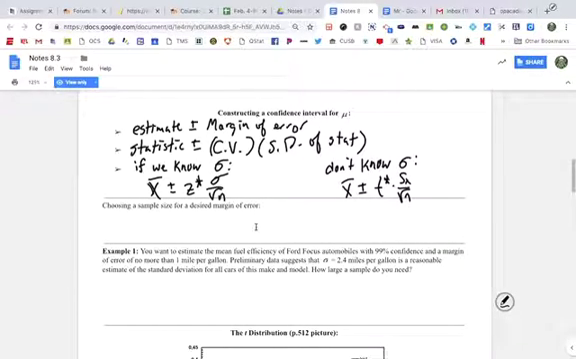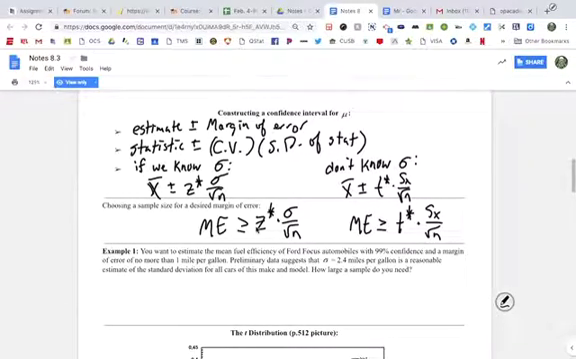Alright, and then if they ask you again for margin of error, it's going to be greater than or equal to z star times sigma over square root of n, or margin of error is greater than or equal to t star times s of x over square root of n. Okay?